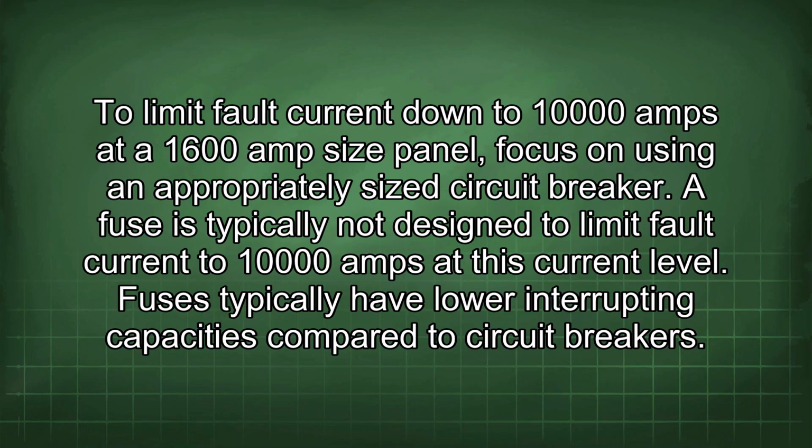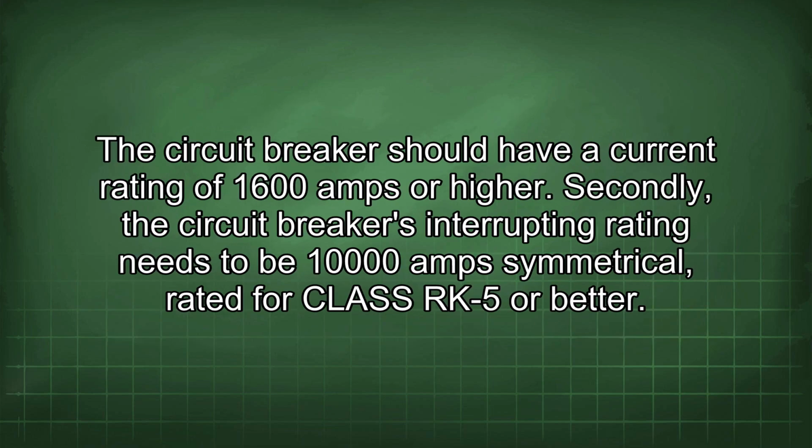To limit fault current down to 10,000 amps at a 1600 amp size panel, focus on using an appropriately sized circuit breaker. A fuse is typically not designed to limit fault current to 10,000 amps at this current level. Fuses typically have lower interrupting capacities compared to circuit breakers. The circuit breaker should have a current rating of 1600 amps or higher.